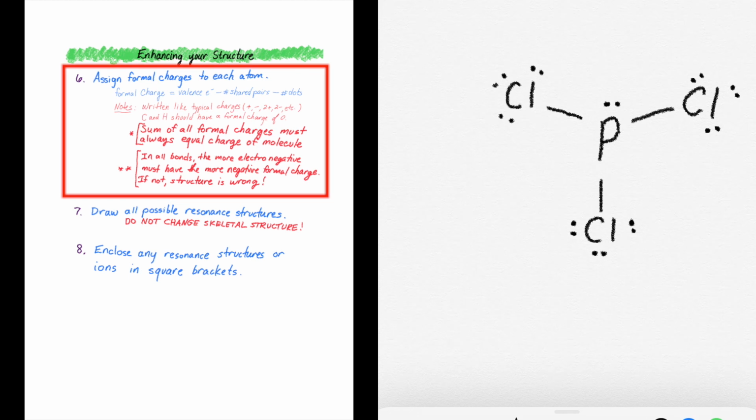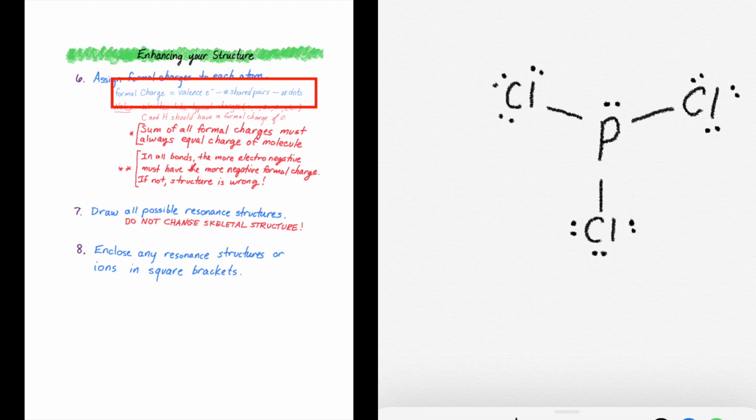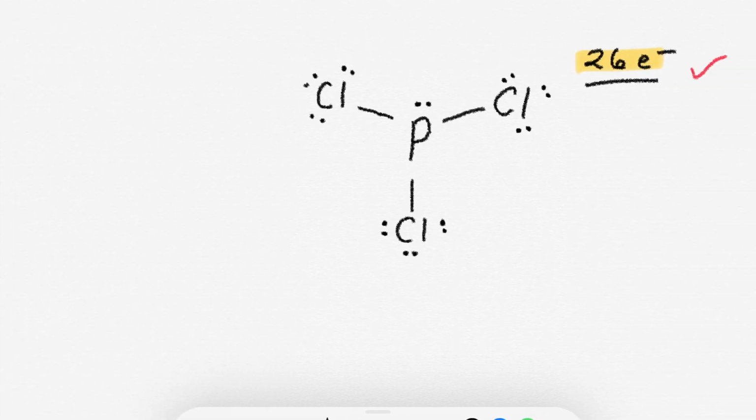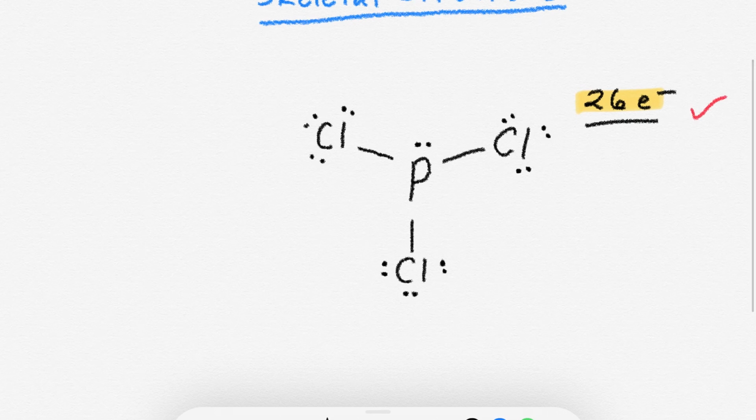So let's talk about formal charges. A formal charge is the number of valence electrons minus the number of shared pairs minus the number of dots. Okay, so what formal charge represents is how we have distributed our electrons. So here we go. Notice that each chlorine is the same in terms of electrons and how they are assigned. Each has 3 lone pairs and 1 shared pair. So the formal charge for each of these chlorines will be the same.